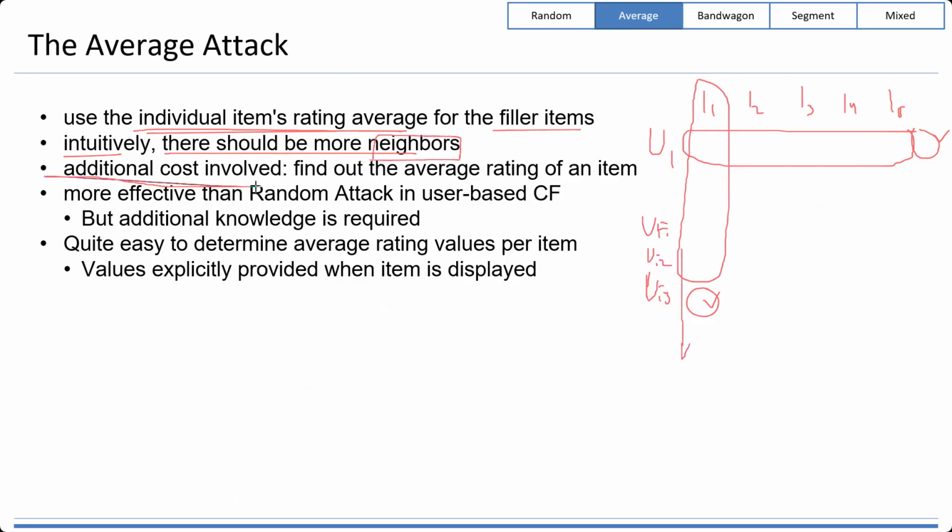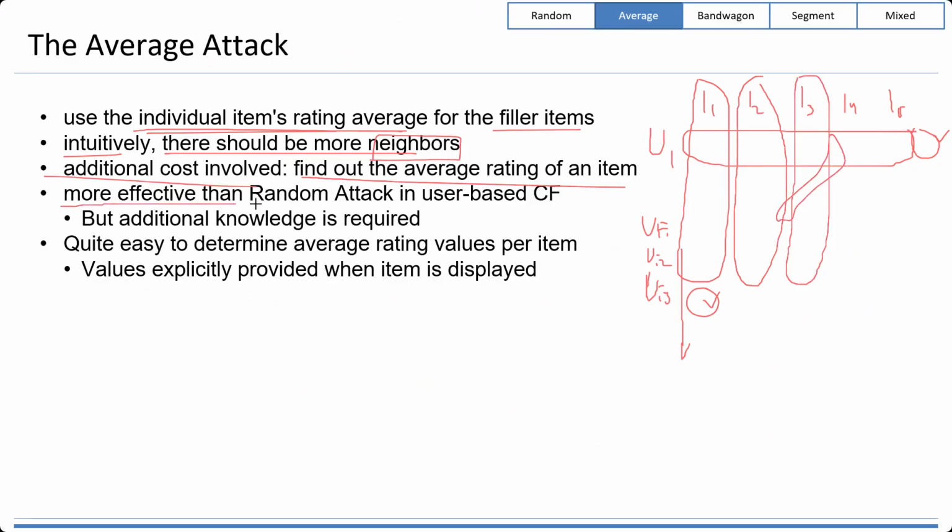Additional costs involved means you need to find out the average rating of an item. You need to find the average cost of an item. If you can find the average cost, okay, that's good. So nowadays, the online shopping, they always show you the average rating. So it's not a big problem these days.